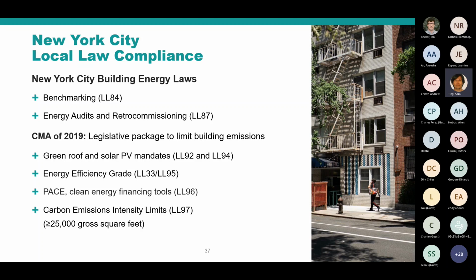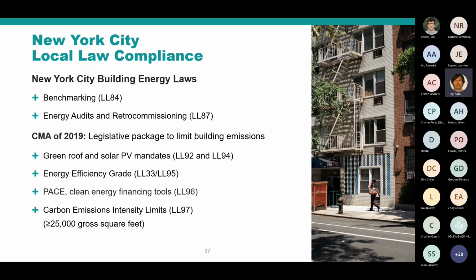So reach out to us if you have any buildings in your portfolio that are over 25,000 square feet or 50,000 square feet, and we can help you verify this information. There's also Local 92 and 94, which are the green roofs, for buildings over 25,000 square feet that must comply with Local 92 and 94, and we can help you figure out whether or not it would trigger.